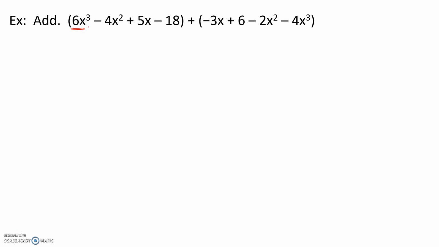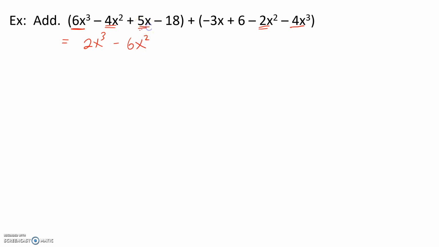We have a 6x cubed in the first polynomial and a negative 4x cubed in the second polynomial. If we combine our like terms, 6 minus 4 is 2. Therefore, we will have 2x cubed. Next, let's look at the x squareds. We have a negative 4x squared and we have a negative 2x squared. If we combine our like terms, negative 4 minus 2 is negative 6. This will give us negative 6x squared.